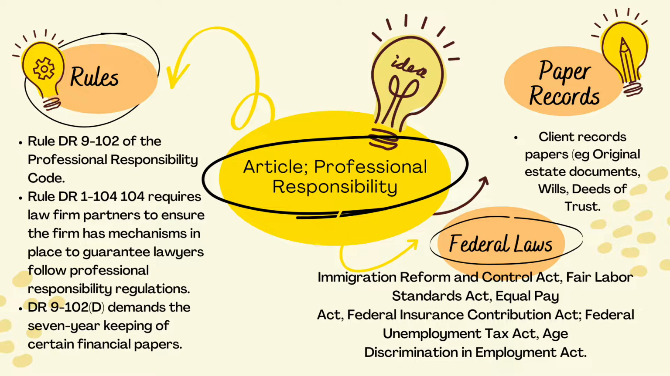For paper records, certain client record papers and even whole files may be required to be kept permanently. These papers include client records such as original estate documents, wills, and deeds of trust. And there are a few federal laws which entail routine record keeping, including the Immigration Reform and Control Act, Fair Labor Standards Act, Equal Pay Act, Federal Insurance Contribution Act, Federal Unemployment Tax Act, and Age Discrimination in Employment Act.